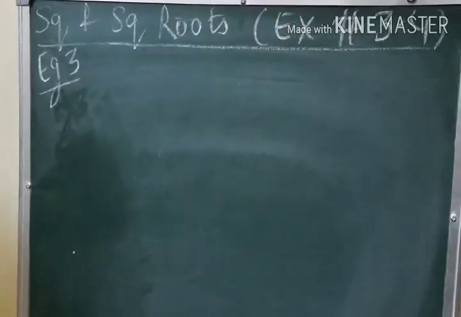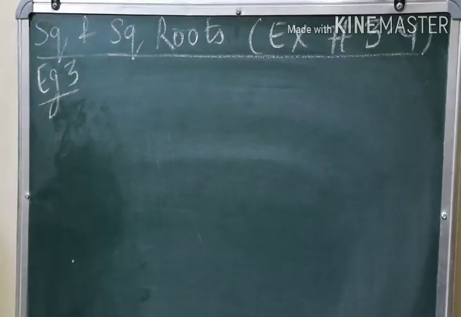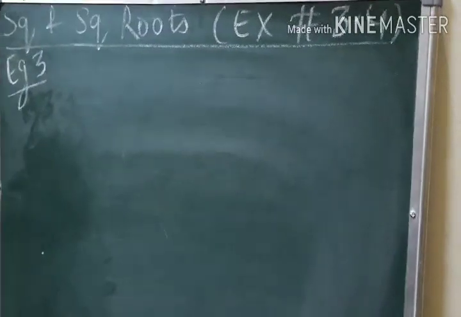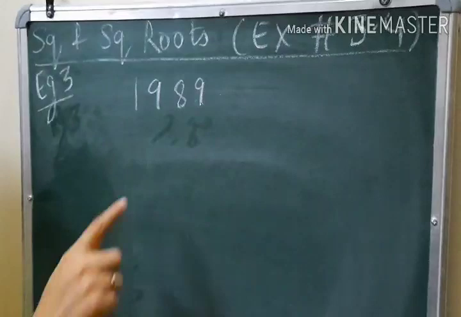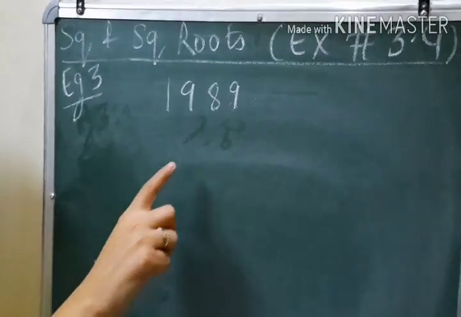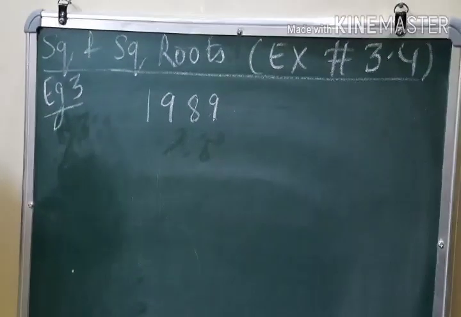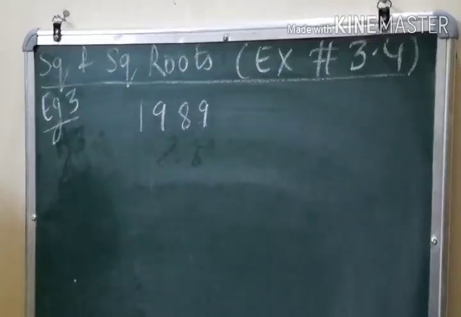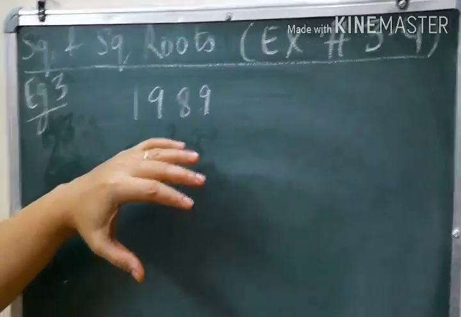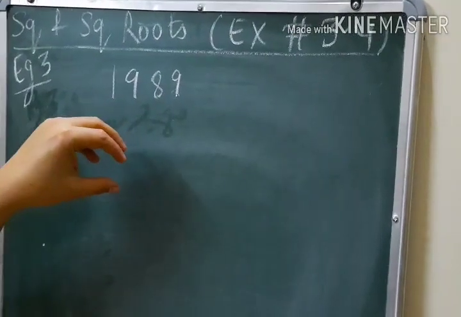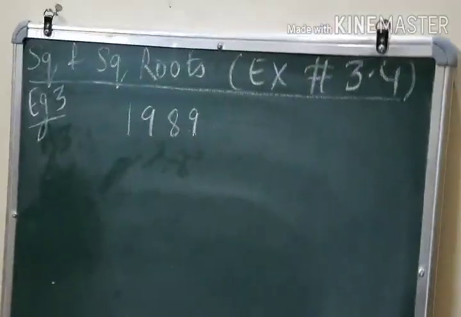Now this is a word problem based on this long division only. Find the least number that must be subtracted from 1989. Now 1989 is a number. You have to find the smallest number which must be subtracted from it so that the number you obtain is a perfect square. Is the question clear? Again I am repeating. 1989 is a number. You have to find the smallest number which should be subtracted from this, and after subtraction whatever answer you get, that should be a perfect square.